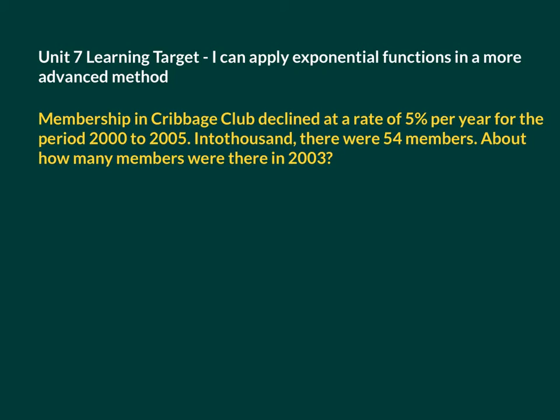Looking at this problem, it says a rate of 5% declined, so that tells me it's decay. We're going to take that rate of 5 and put it over 100 and turn it into 0.05. In 2000 there were 54 members, so that's how much we are starting with. How many were there in 2003?